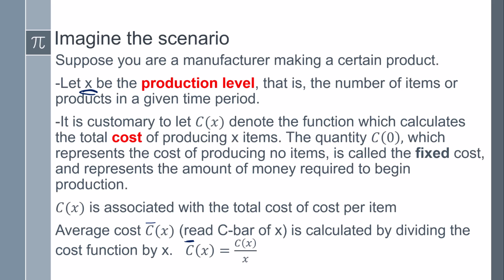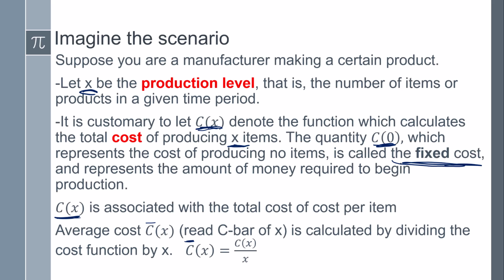Now, throughout this entire process, we're going to be defining certain things. If you see this function, c of x, we say that is our cost function, and it's going to calculate the total cost of producing those x items. If we say c of 0, that's the cost of producing no items, and we call that the fixed cost. It represents the amount of money required to begin production, like startup costs. Think about any business. You need some cash in the beginning to be able to start it.